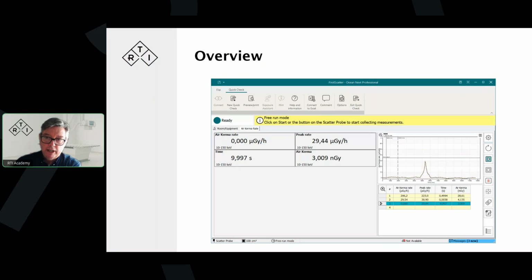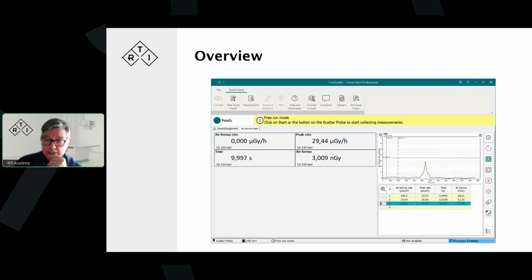There is a way to work with that with templates in the Ocean Next software, where you can apply the inverse square law. You measure the distance and the assumed distance, and the software can automatically compensate for that. But that's something that you need to do more.